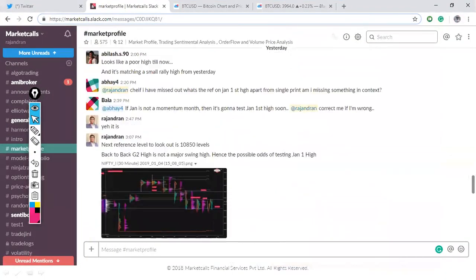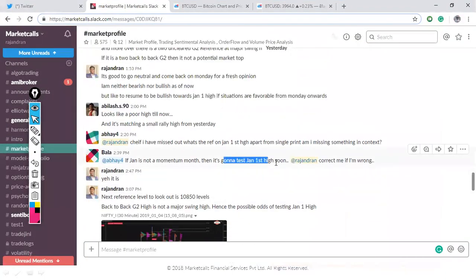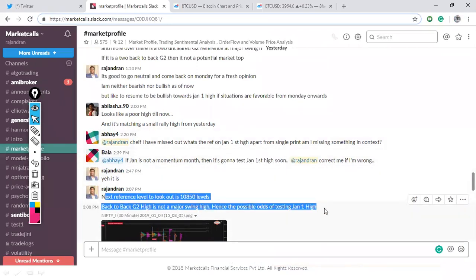Yeah. So there are the places why I am seeing Jan first high soon. I would be explaining why I am seeing these levels. I give an explanation why I'm expecting Jan 1 high to get tested, and why we are expecting the stop loss, when the stop loss can be triggered. So I'll be posting my expectations also there.